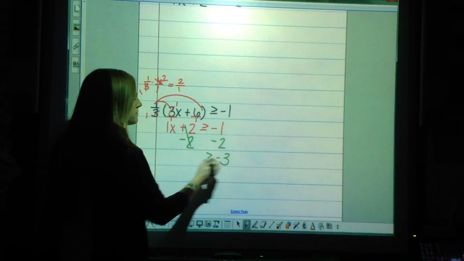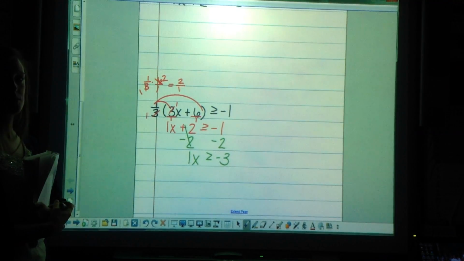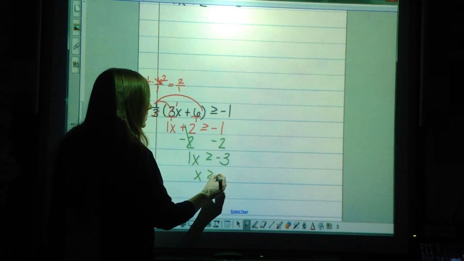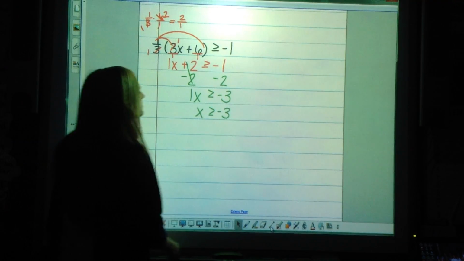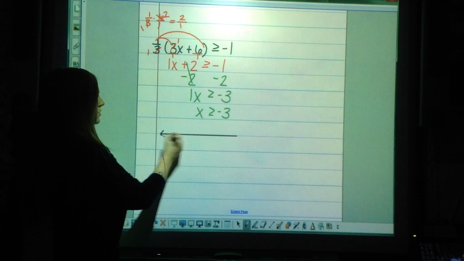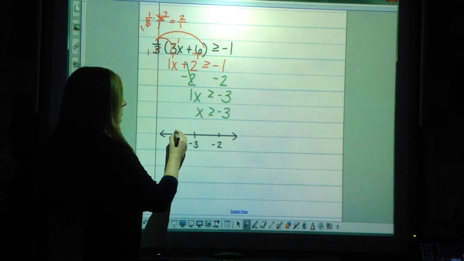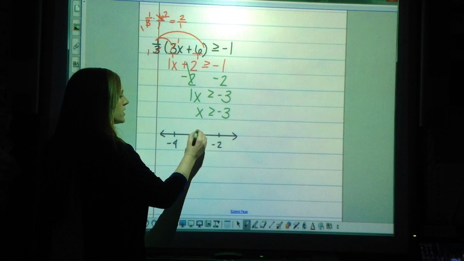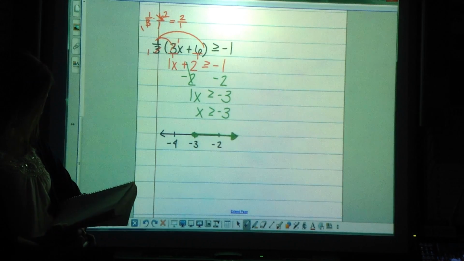Same sign sum. Technically, this 1x, x is already by itself. So x is greater than or equal to -3. X is greater than or equal to, again, -3 is included in our answer. And we're shading to the right.